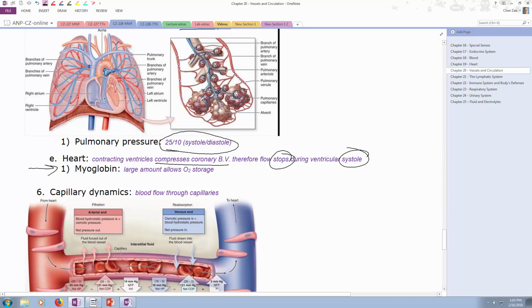And this is going to allow for oxygen storage so that when we are not getting perfusion or circulation or blood, we can rob our myoglobin banks to continue our metabolic activities inside our cells. So myoglobin is an excellent oxygen reservoir.